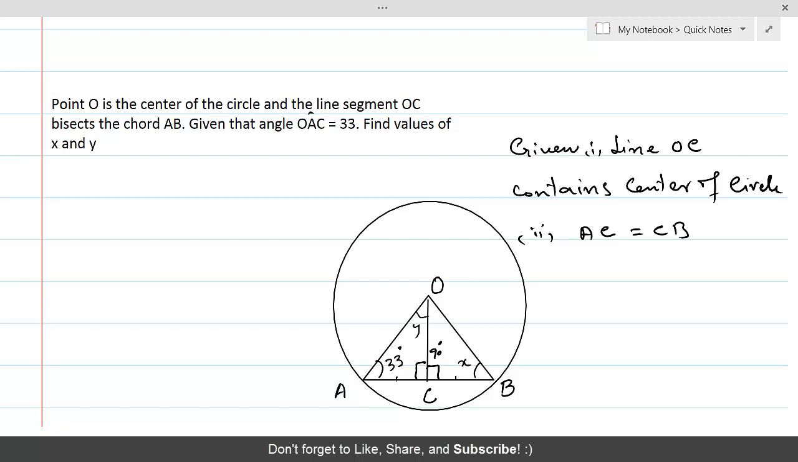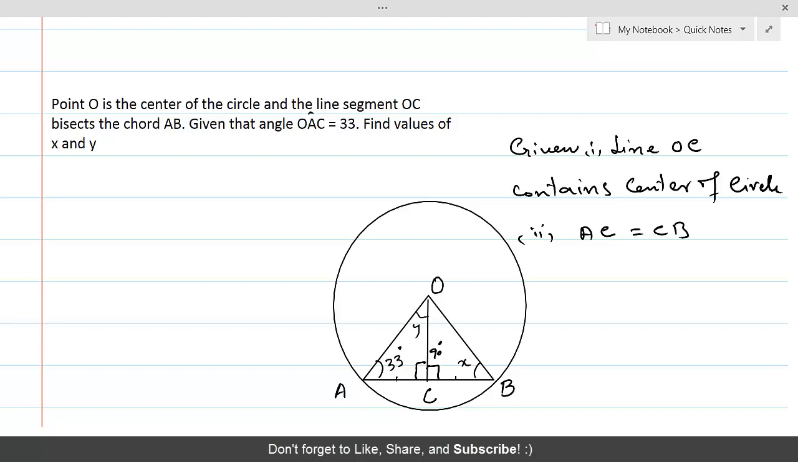And one more piece of information is given here, that this angle OAC. Why is this angle written as OAC? The point where the angle is being made always comes in the middle, and the two arms OA and AC are included to make an angle of 33 degrees at point A, which we have in the figure. And now we have to answer two questions. One, we have to find X, and the other we have to find Y.